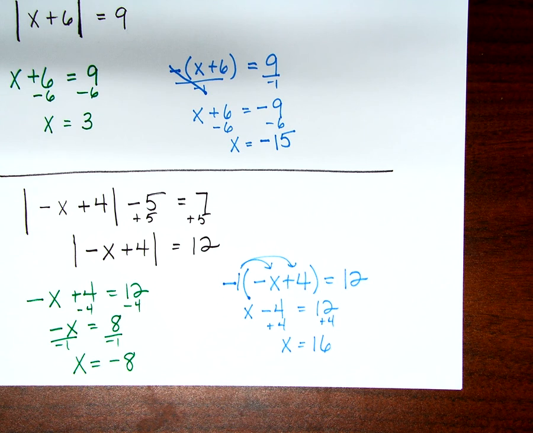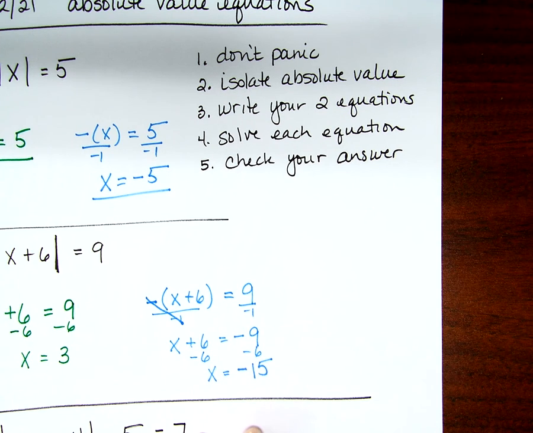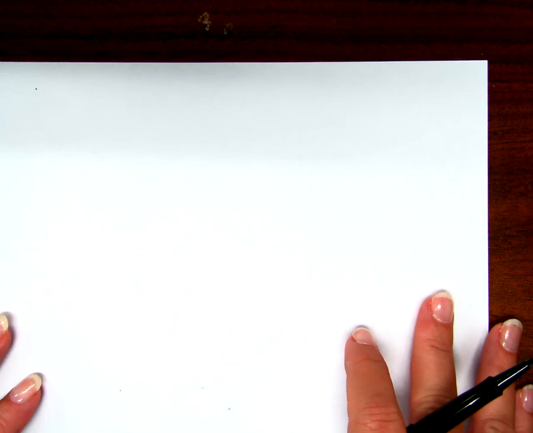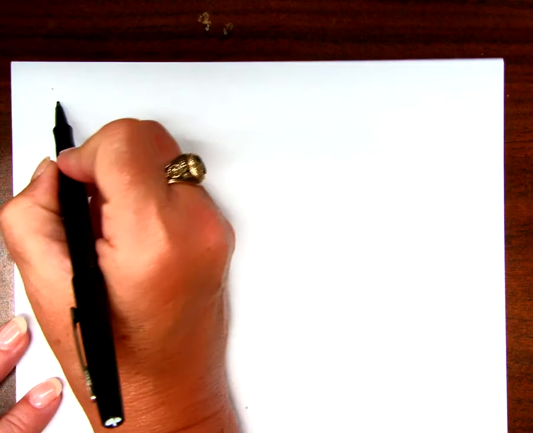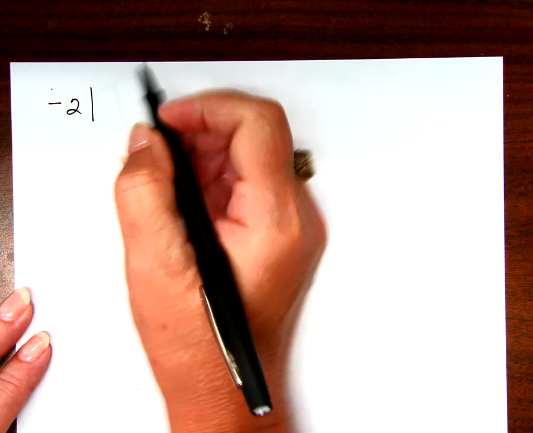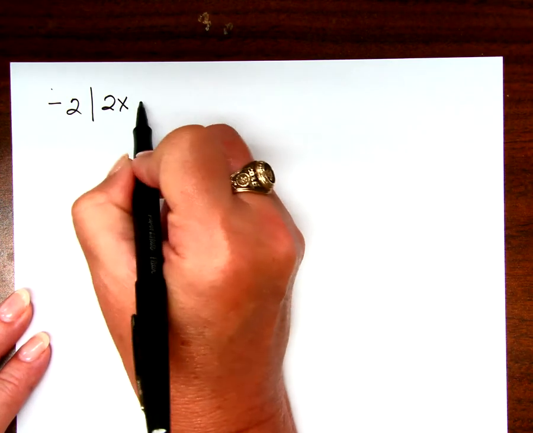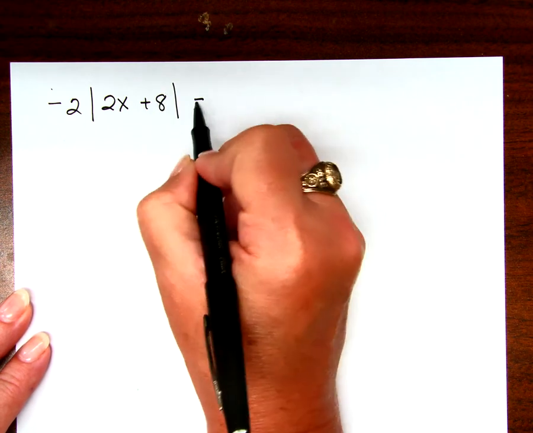Okay. Okay so far? One more example. You ready? Okay. I'm going to try to trick you on this example. I'm telling you ahead of time, I'm going to try to trick you. Don't be tricked. Negative 2, absolute value of 2x plus 8 equals 12.